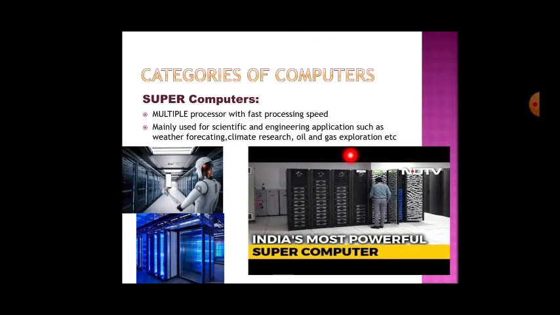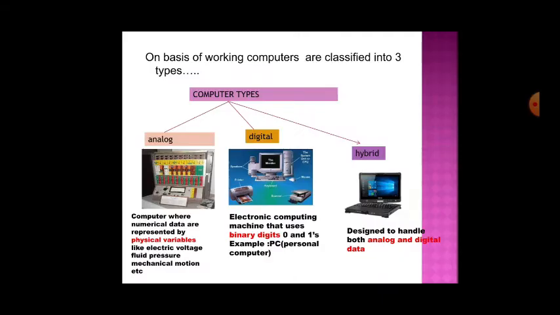Next let us come to the supercomputers. It has multiple processors. When there is a single processor only, the processing speed is high, so when there are multiple processors, you can't imagine the processing speed. It is mainly used for scientific and engineering applications such as weather forecasting, climate research, and oil and gas exploration. This is India's most powerful supercomputer. You can see in the image how the supercomputer looks.